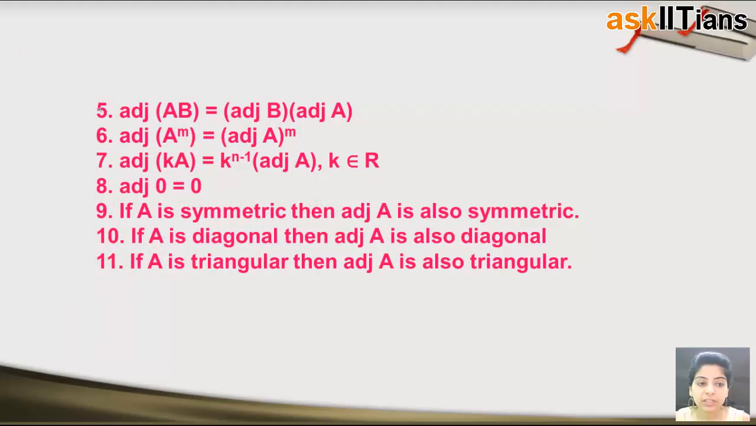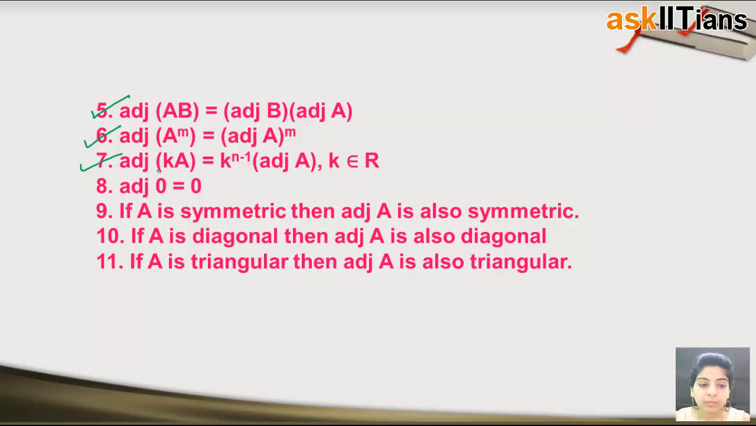Next we have, again a continuation of properties of adjoint. Adjoint of the product AB: you find out the product of two matrices AB, and then you find out the adjoint of the product AB, or you find out the adjoint of B and multiply it with the adjoint of A. Both the values will always be same. Next is adjoint of A raised to M is equal to adjoint A whole raised to M. So if you compute the matrix A raised to M and you find out the adjoint of that, that will come out to be equal to adjoint of A raised to the power M.